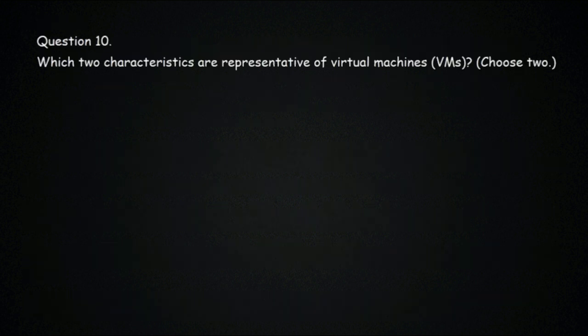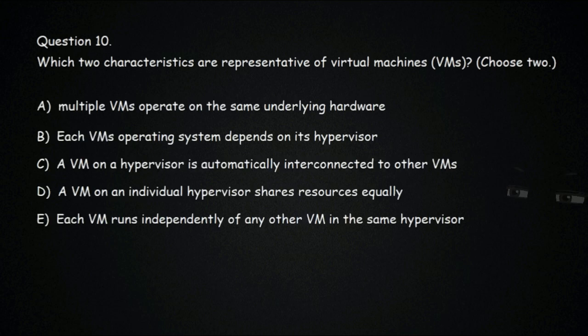Question 10. Which two characteristics are representative of virtual machines? Choose 2. Options. Correct answers are A and E. Multiple VMs operate on the same underlying hardware and each VM runs independently of any other VM in the same hypervisor.